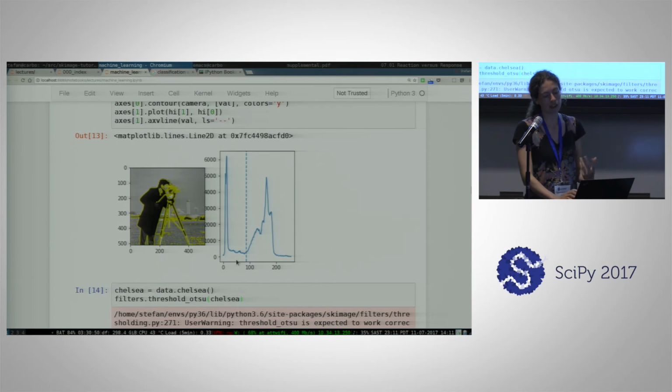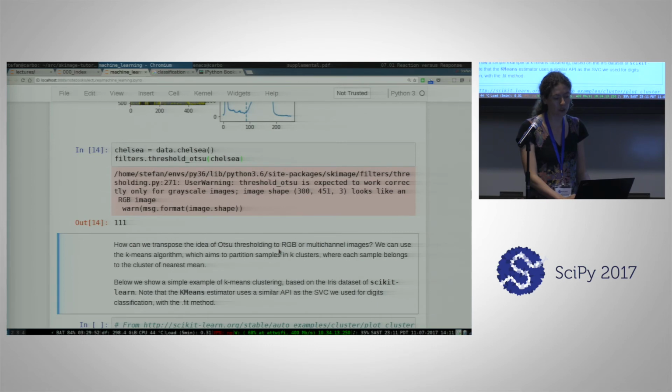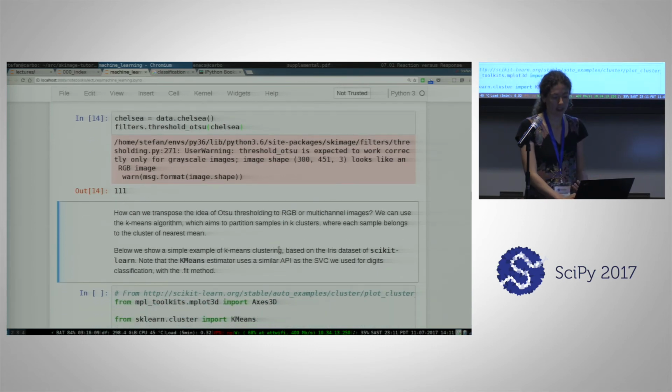However, when you look at the histogram, you see that the idea of Otsu thresholding is kind of a clustering algorithm, because you try to group together pixels that have a similar gray value. So can we do this for RGB images? When we want to do this, we want to transform our 1D clustering problem into a 3D clustering problem. That's all. And therefore, we'll use a clustering estimator that's called the k-means estimator.